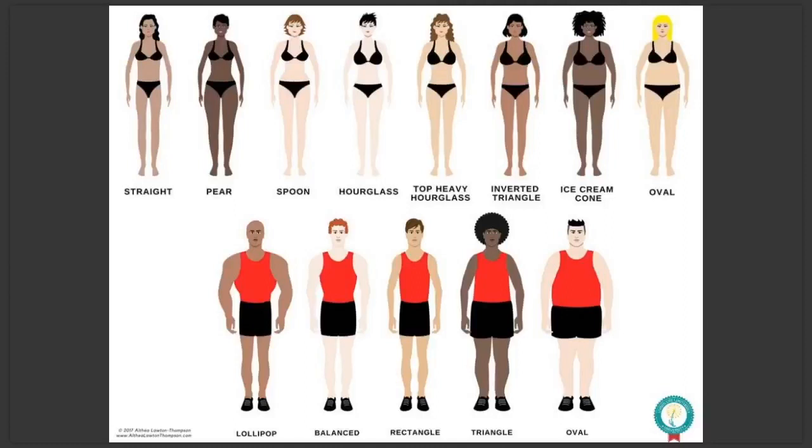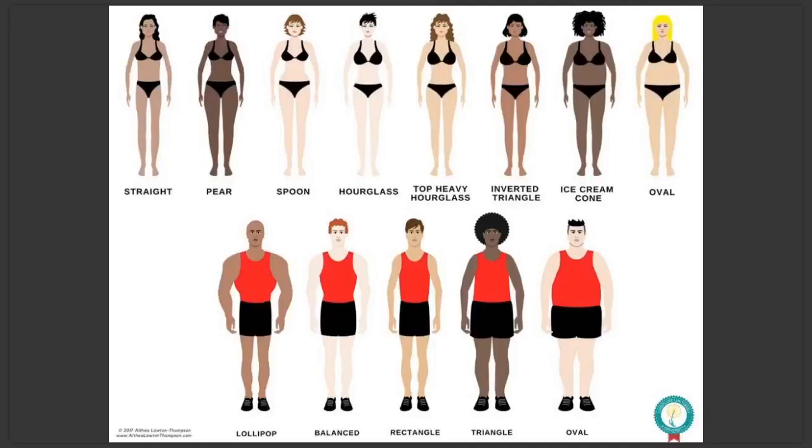The hourglass shape is a little bit heavier on the top than the pear and the spoon-shaped woman, but she's similar to the spoon. She's just bigger in the chest. On the top-heavy hourglass, it is just like the hourglass shape, but the shoulders tend to be broader than the hips, and the breasts are big. They're bigger than the hourglass shape. So this is a woman who's hourglass shape, but she probably has D cup and above, and her shoulders are wider than her hips.